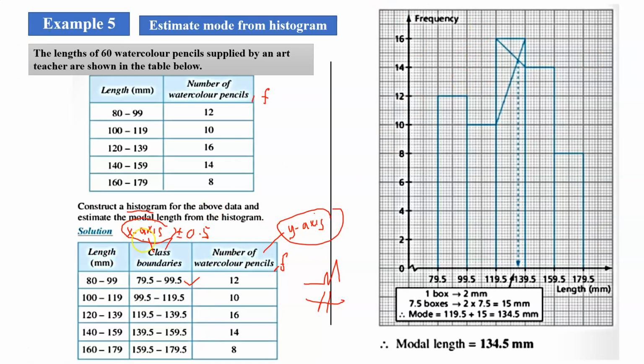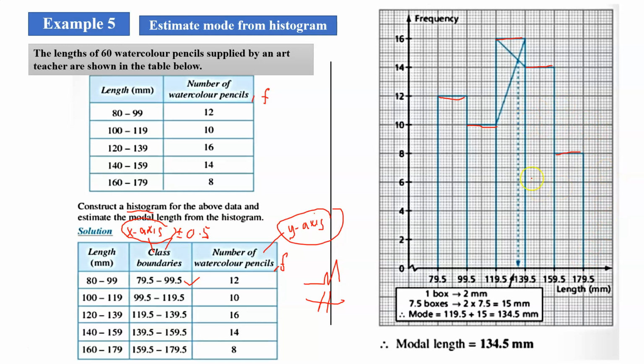Okay, wait. Okay, for this one, you have 12. So, lukis ni sampai 12. This is the boundary. Lepas tu, yang second one, you get 10 sampai sini. And then, the third one, you get 16 or up here. The highest. Then, you get 14. Then, you get 14. And the last one will be 8.